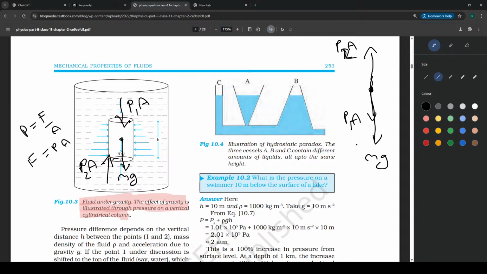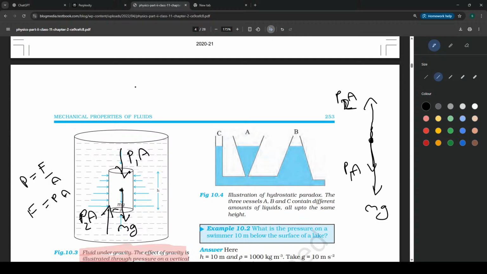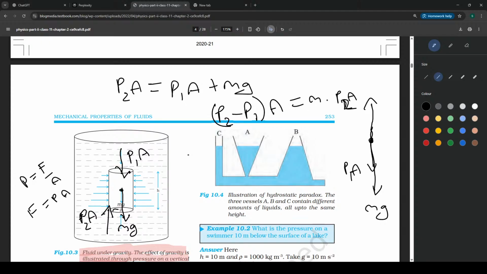Now we know that this body, this cylinder, is in equilibrium. The water is at rest. So we can equate the forces. We can say P2A, the upward force, in magnitude is equal to P1A plus mg. Rewriting this by shifting terms to one side and taking A out common, we get (P2 minus P1)A equals mg. This is the formula they showed here.